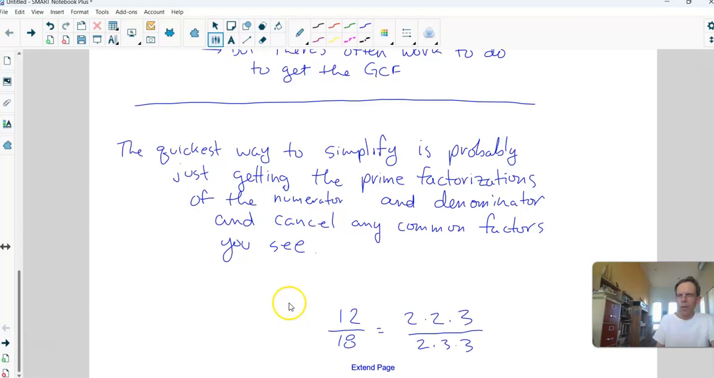I think the quickest way to simplify is to just get the prime factorizations of the numerator and denominator, and then cancel the common factors that are in the top and the bottom. So we see here, we've got 2s top and bottom. We have 3s top and bottom. Those cancel. That leaves 2/3. Easy, right?